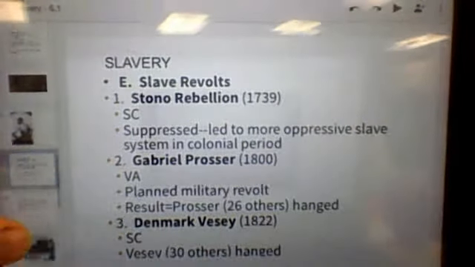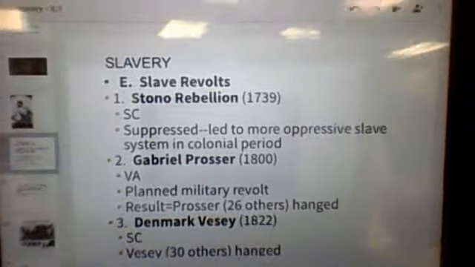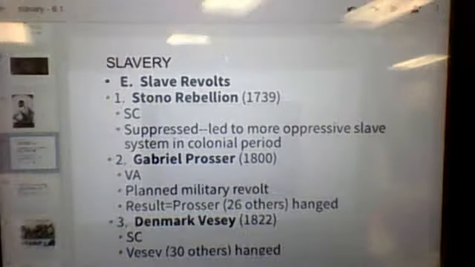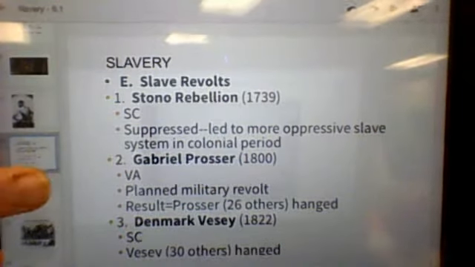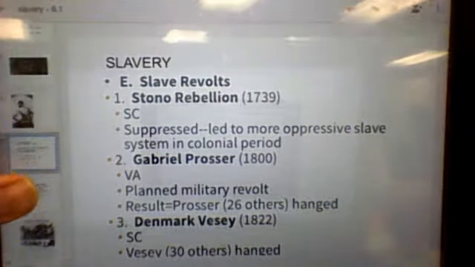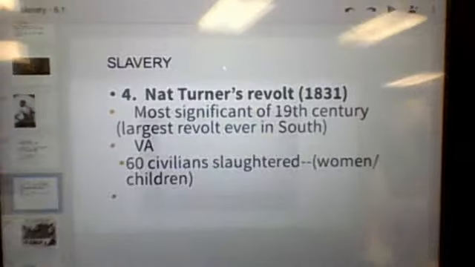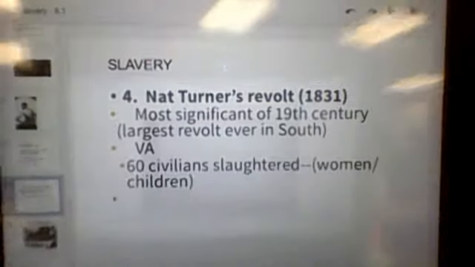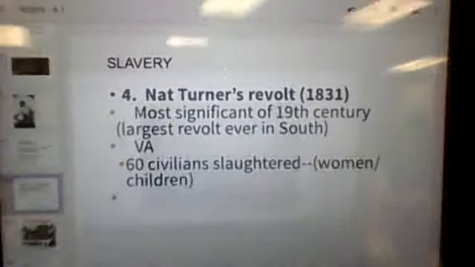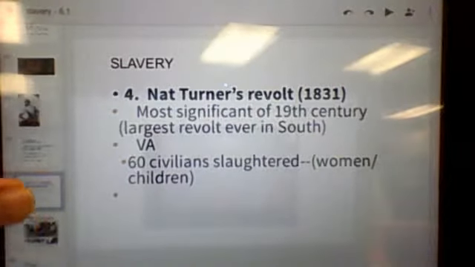You need to know about the slave revolts. I'm not going to ask you about all of them. I'm definitely going to ask you about Gabriel Prosser, who would have been a huge military result, but he got turned in by one of those slaves. And I need you to know definitely about Nat Turner's revolt, probably the most successful, in that a lot of people died, but it did not help the slaves' lives.